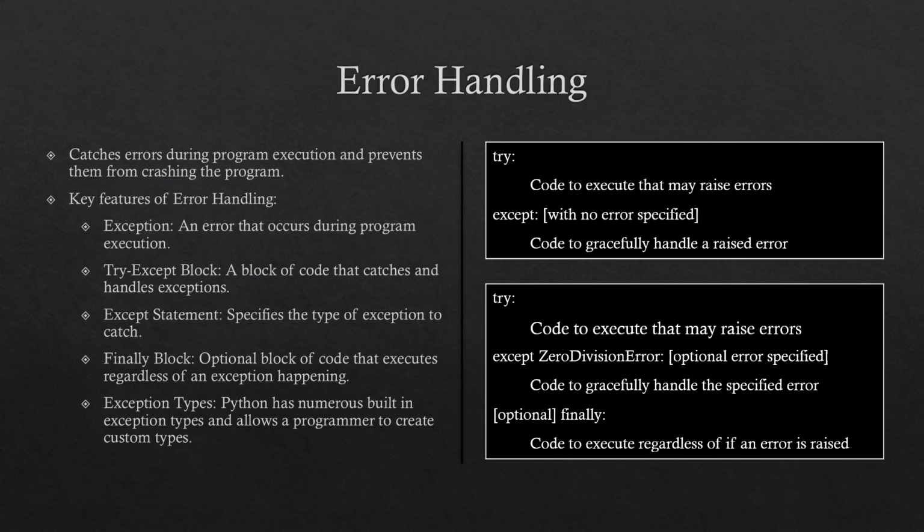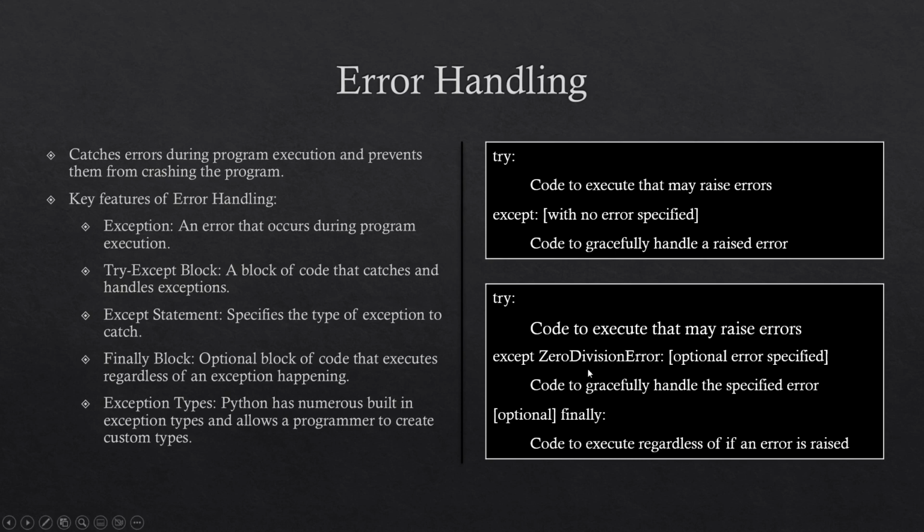Some key features of error handling are the exception, which is the error that occurs during program execution, the try except block, which is a block of code that catches and handles the exception, the except statement, which specifies the type of exception to catch, the finally block, which is an optional block of code that executes regardless of an exception happening, and the exception type. Python has numerous built-in exception types and it allows programmers to create custom exceptions.